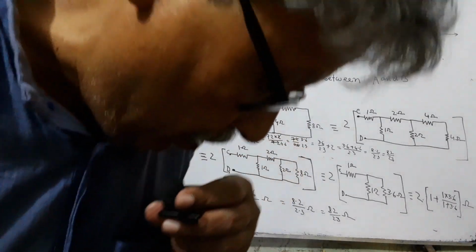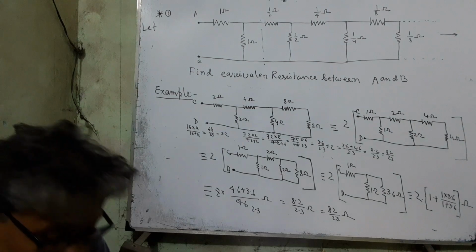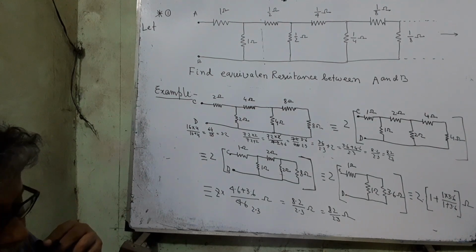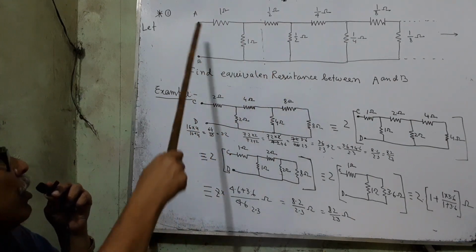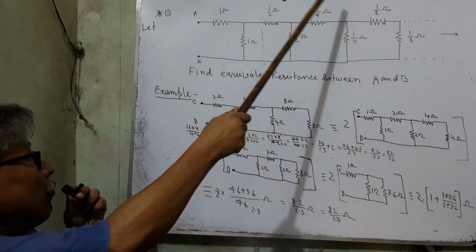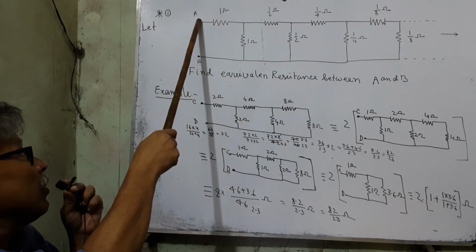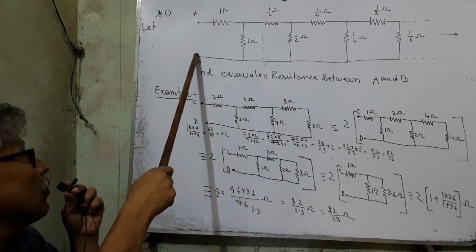Good morning, student. Today we are going to solve this resistance network. We are going to find out what is the equivalent resistance between A and B.